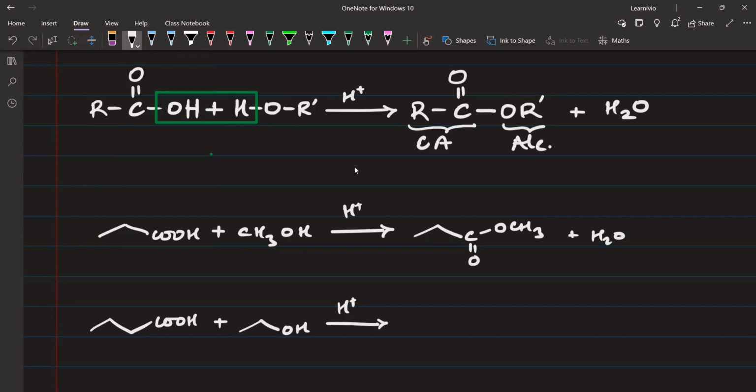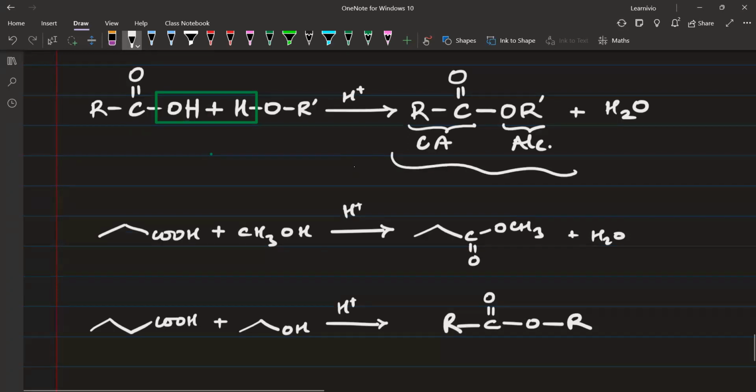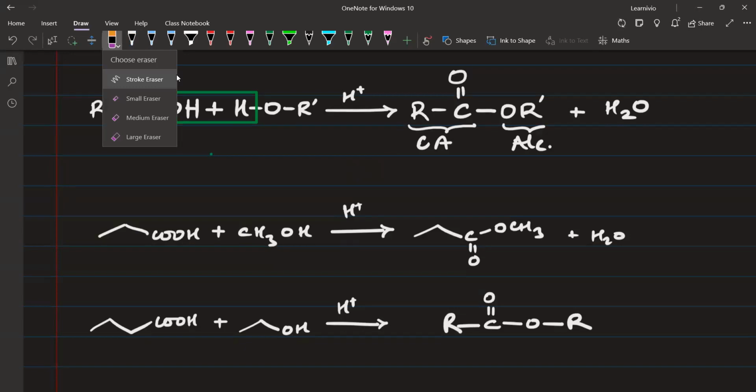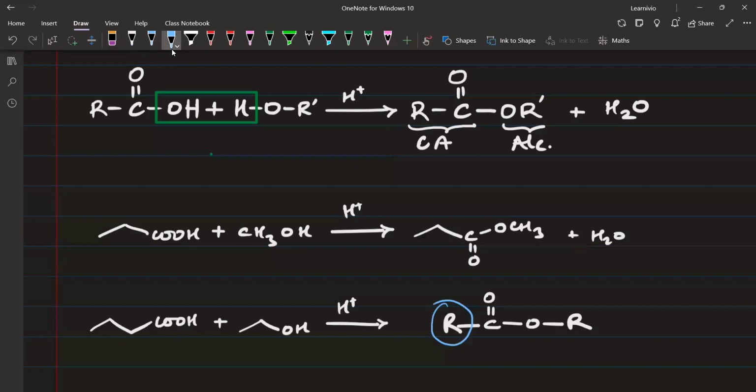First of all, understand it like this: C double bond O and O. This will be there, no? There will be an R group attached here and an R group attached here. Look at the general reaction that we have written. Make sense? Now tell me, this blue R will be coming from carboxylic acid or alcohol? Carboxylic acid. And this red one will be coming from alcohol. Very good.